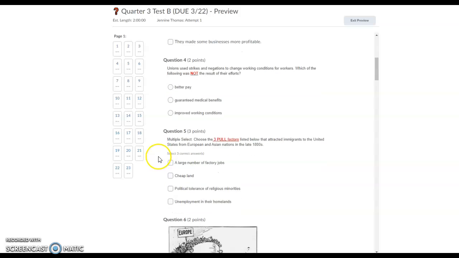Question 4. Unions used strikes and negotiations to change working conditions for workers. Which of the following was not the result of their efforts? That should say negotiations. That looks like a typo right there, so just make sure you know that's negotiations. Better pay, guaranteed medical benefits, improved working conditions.